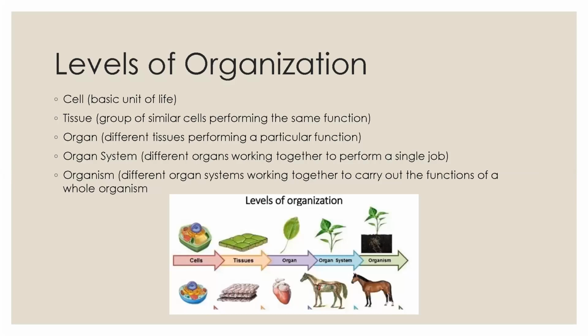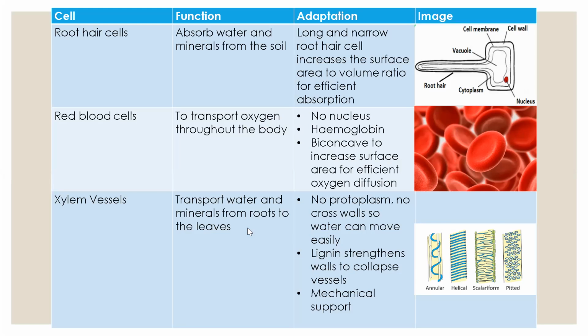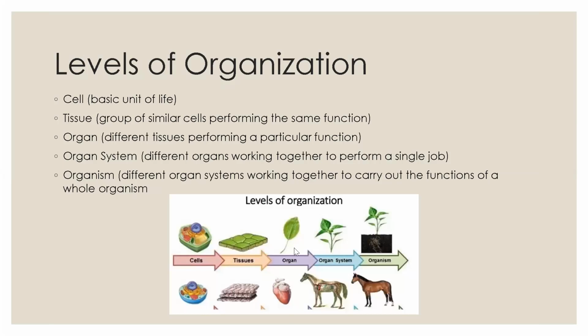Let's discuss the levels of organization. We've done cell structure, now let's move on to cell organization. So the cell is the basic unit of life, and a tissue is a group of similar cells performing the same function. So firstly we have cells, then we have tissues, then we have organs, then we have organ systems, and then we have an organism. So what is a cell? It's the basic or the simplest unit of life.